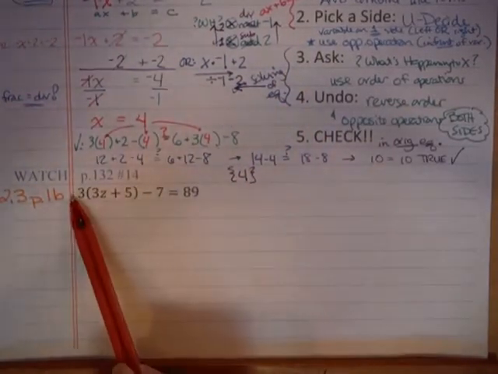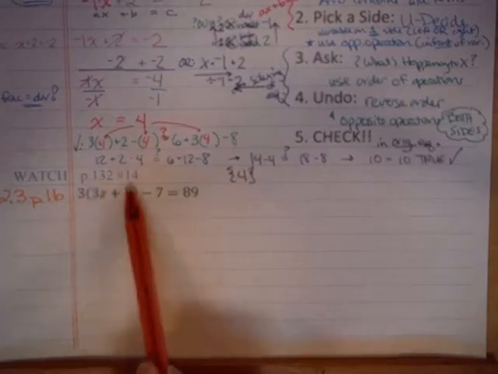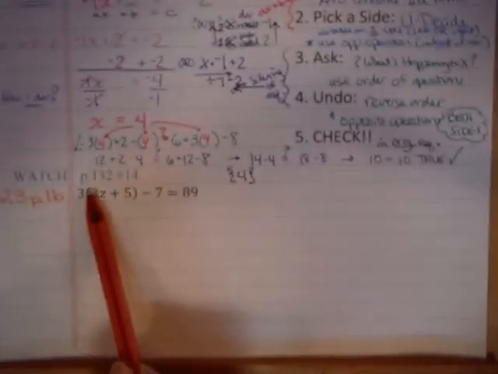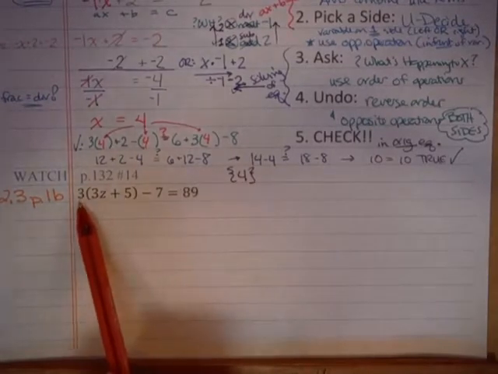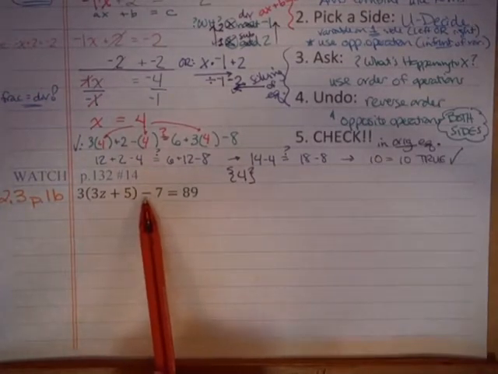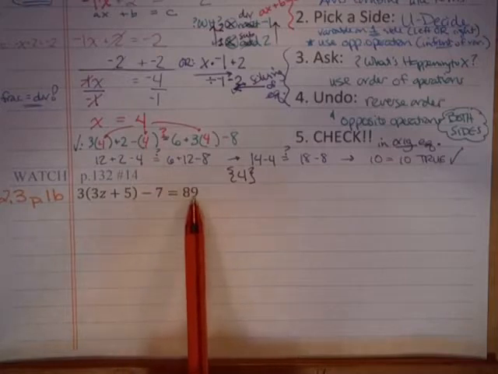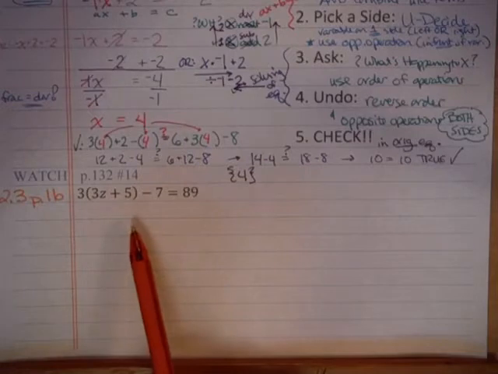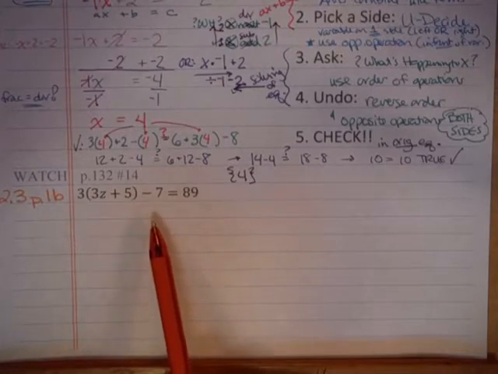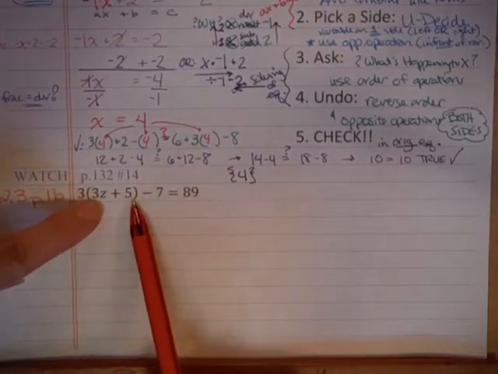Number 14: 3 times the quantity, or outside the parentheses, 3 times in parentheses, 3z plus 5. There's lots of ways to say that. 3 times the quantity 3z plus 5, minus 7 equals 89. Again, don't panic. If you're having some hesitation, just ask yourself what's causing you to hesitate. In this case, probably those parentheses.